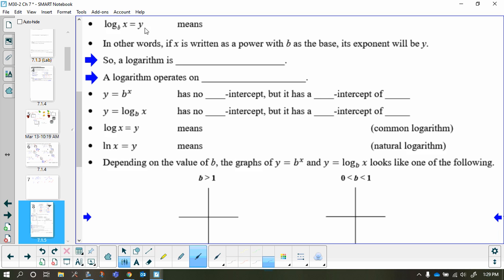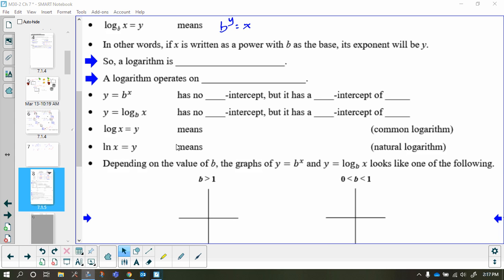Now, log base b of x equals y means exactly the same thing as b to the y equals x. So remember, a logarithm takes a number, takes a power, as input, and gives me an exponent as output. So here you can see that exponent for the y.